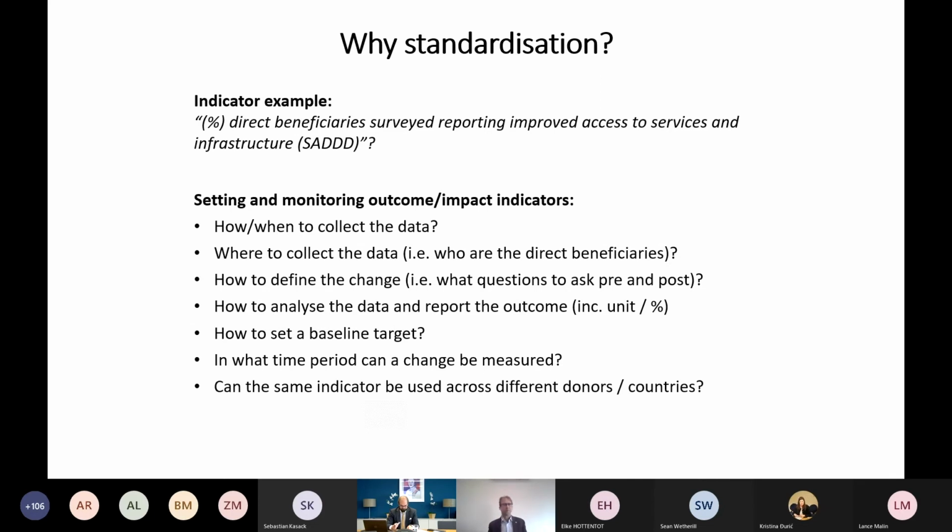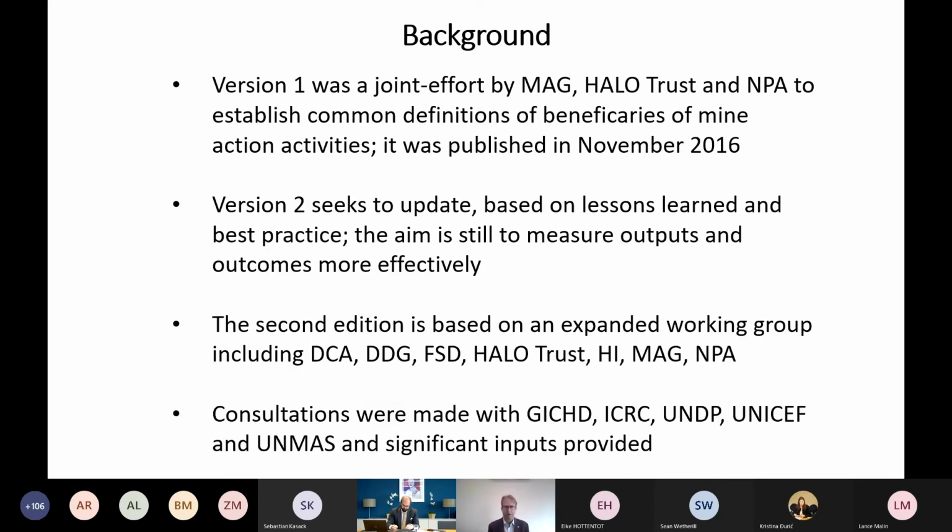Okay, next slide, please. The background, I think, has been covered largely by the Ambassador. Initially, based on efforts by MAG, HALO and NPA back in 2016, version 1 was produced. Since then, we have definitely expanded the work and the efforts with those NGOs that are listed, and certainly those partner institutions that are listed, and we very much appreciated their assistance on this and their technical input and their wider understanding of things. Okay, next slide.